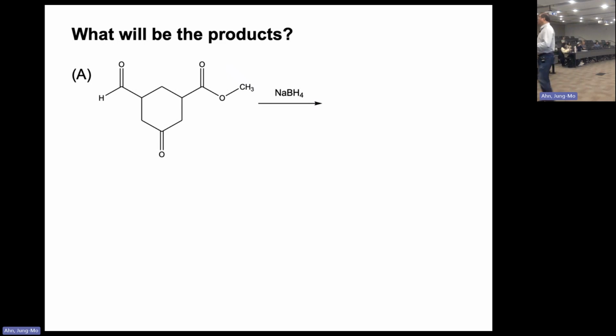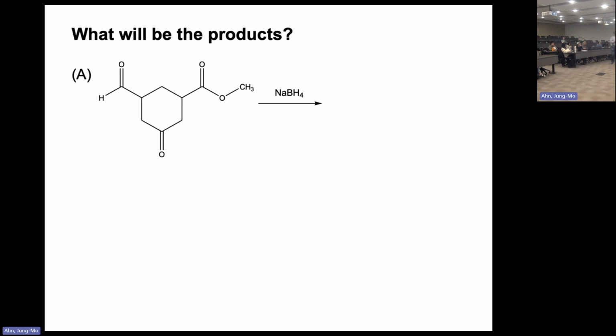This one, you have three carbonyl containing molecules reacting with sodium borohydride. So to solve this question, you gotta remember what sodium borohydride can do. It can react with the carbonyl, but only the reactive ones. Ketone, fine. Aldehydes, okay, but not the ester.